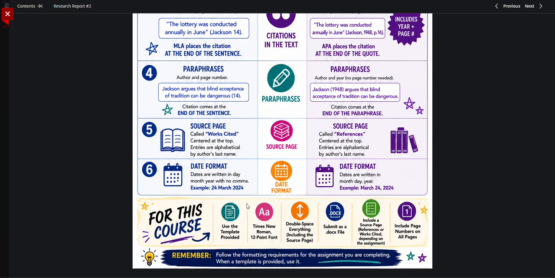So there is a template provided for both MLA and APA. They both use Times New Roman 12-point font, so you don't need to change that. They are both double spaced, including your references page, the source page. My recommendation is to submit it as a docx file rather than a PDF. If you are especially concerned about AI, then I would submit it as a docx file.